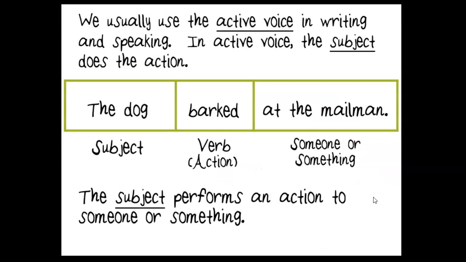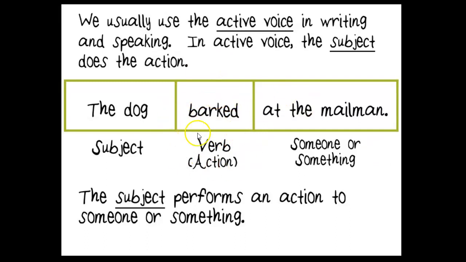Okay, so typically in reading, writing, speaking, we use active voice. In active voice, the subject performs the action of the verb. So in our example sentence that we see on the screen here, the dog barked at the mailman. First thing we have to do is ask ourselves, what is the verb? What is the action that's taking place in this sentence? The correct answer is barked.